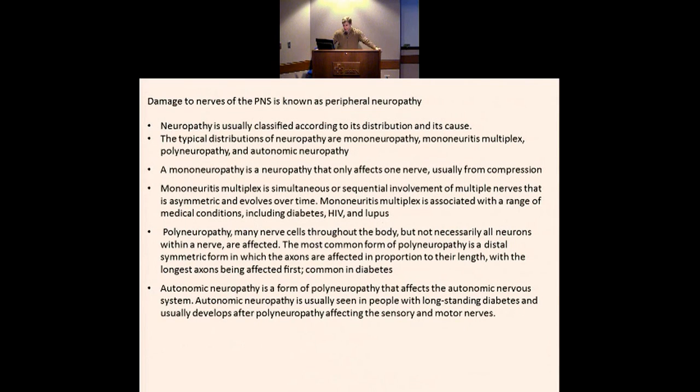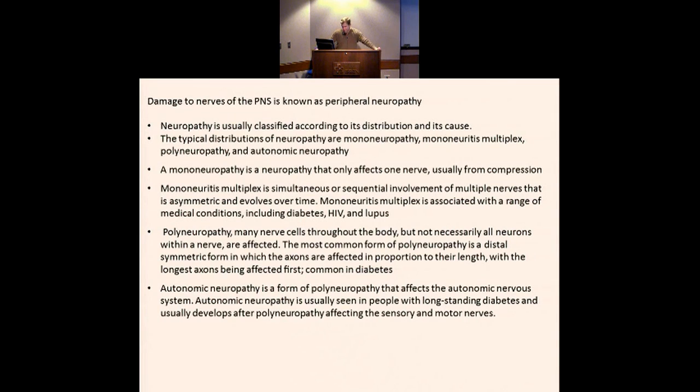Mononeuritis multiplex is a simultaneous or sequential involvement of multiple nerves that occurs over time. So this is more medical conditions like diabetes, the neuropathy associated with diabetes, as well as polyneuropathy. It affects many nerve cells throughout the body, but not necessarily all neurons within a nerve are affected. The most common form of polyneuropathy is a distal symmetric form in which axons are affected in proportion to their length. The longest axon is being affected first. So again, that's common with diabetes as well.